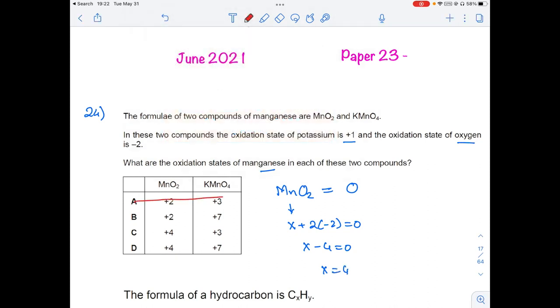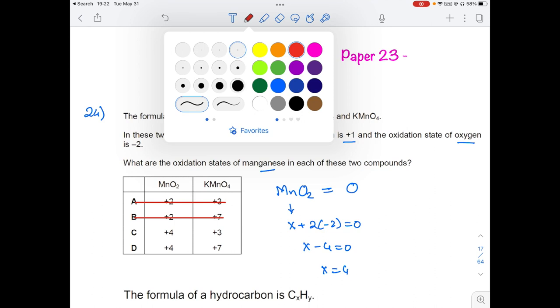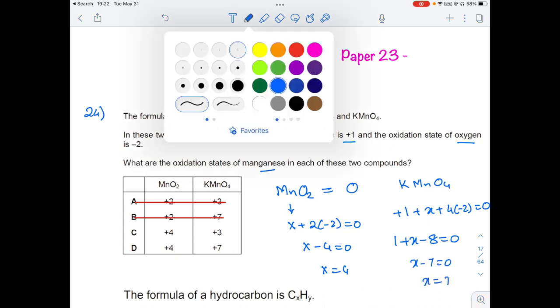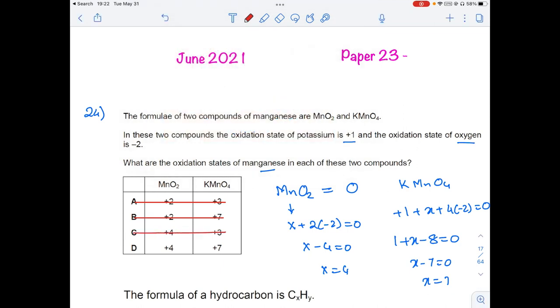So option A and option B are totally wrong. I'm only left with option C and D. Now what is the thing for KMnO4? For KMnO4, potassium is +1, manganese we don't know, X, and oxygen is -2, four times -2. Again it is a neutral compound, 0. So 1 plus X minus 8 equals 0. X minus 7 equals 0. So X equals 7. So again we can see that option C is wrong. So only option D is correct. That's going to be the answer.